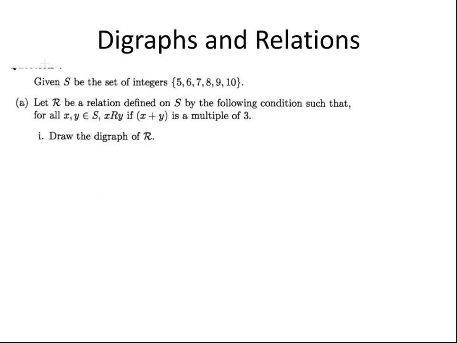Okay, so let's draw the digraph here first. What I'm going to do is draw 6 vertices, and so 5, 6, 7, 8, 9 and 10. Okay, now what we're going to do is for each pair of vertices we're going to add a directed edge.